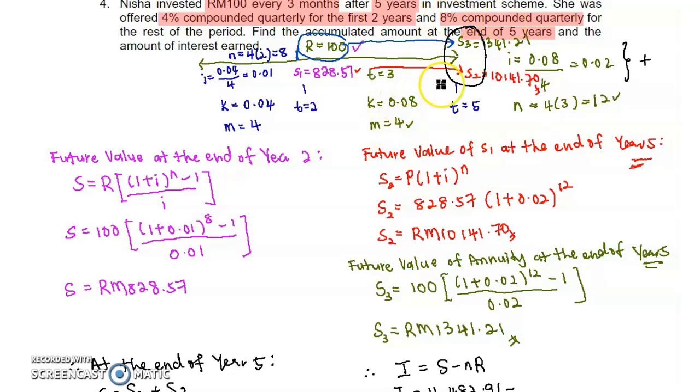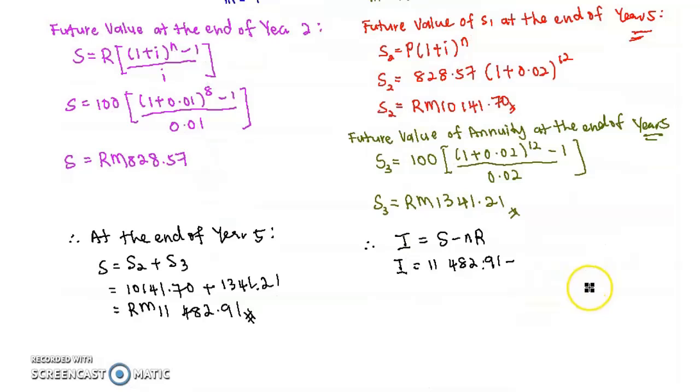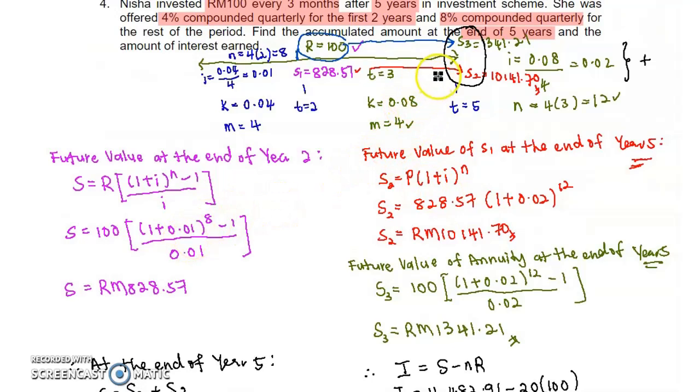Or what you can do, since it is compounded quarterly for 5 years, n equal to m times t. m equal to 4, t equal to 5, so 5 times 4 equal to 20 as well. So 8 plus 12 also equal to 20. How many times do we pay the annuity? 20 times. What is the annuity? 100 ringgit. So if you calculate the interest here, you will get 9,482 ringgit 91 cents. Okay, for this question, it doesn't matter if you calculate S3 first or S2 first, no problem, as long as you calculate all the annuity values until the end of year 5.